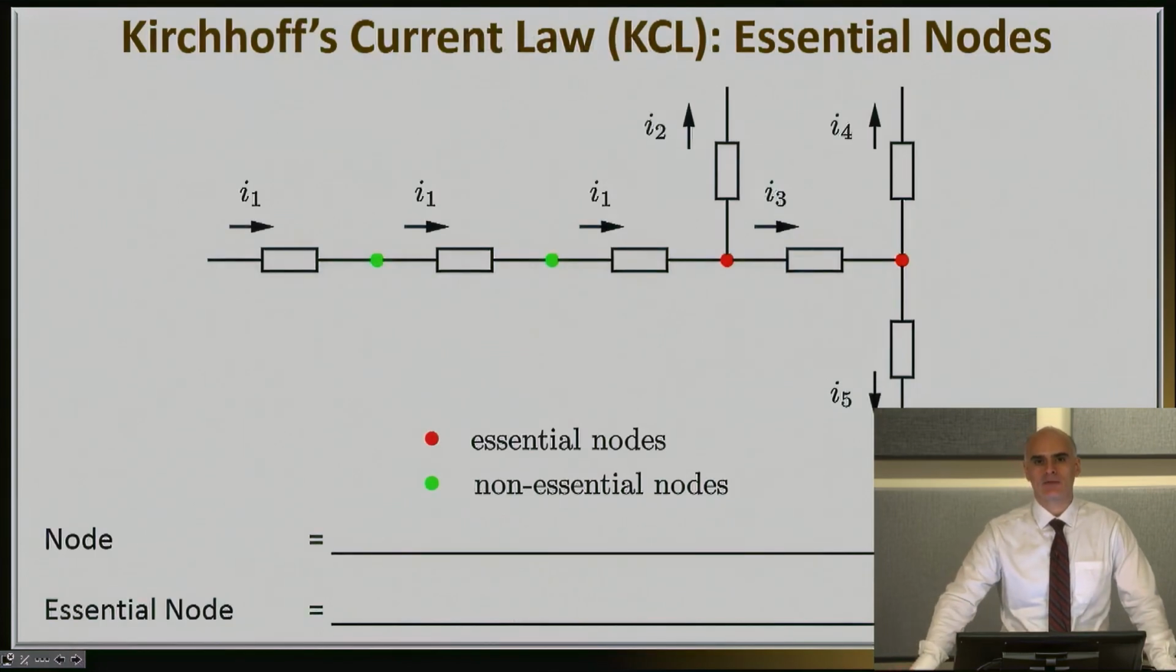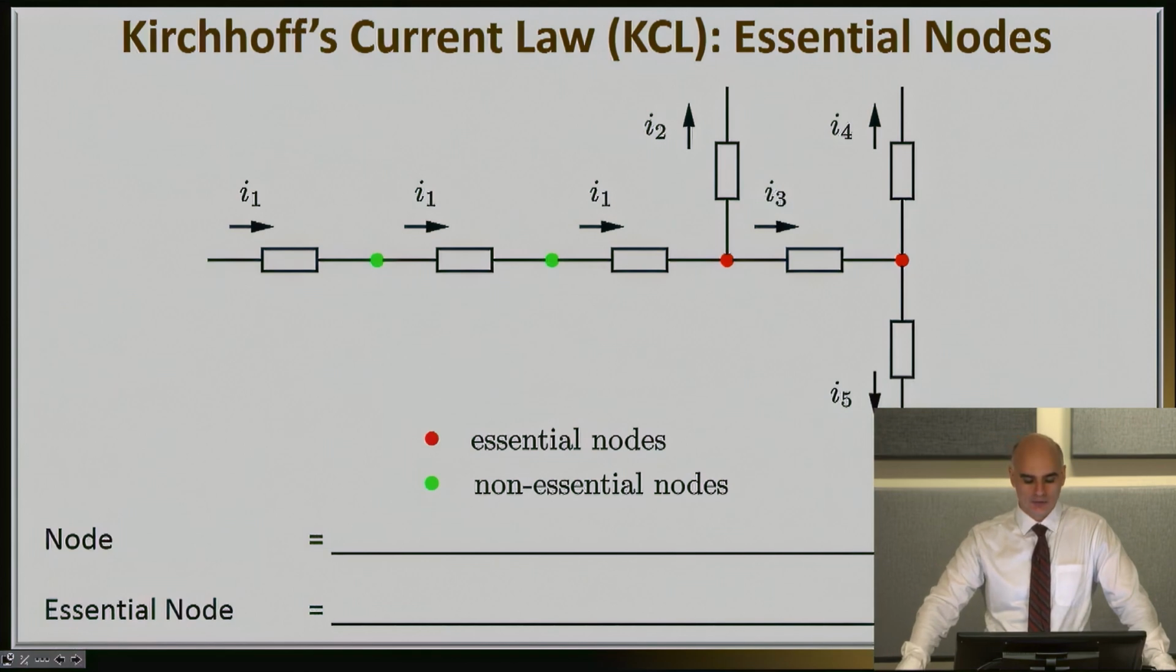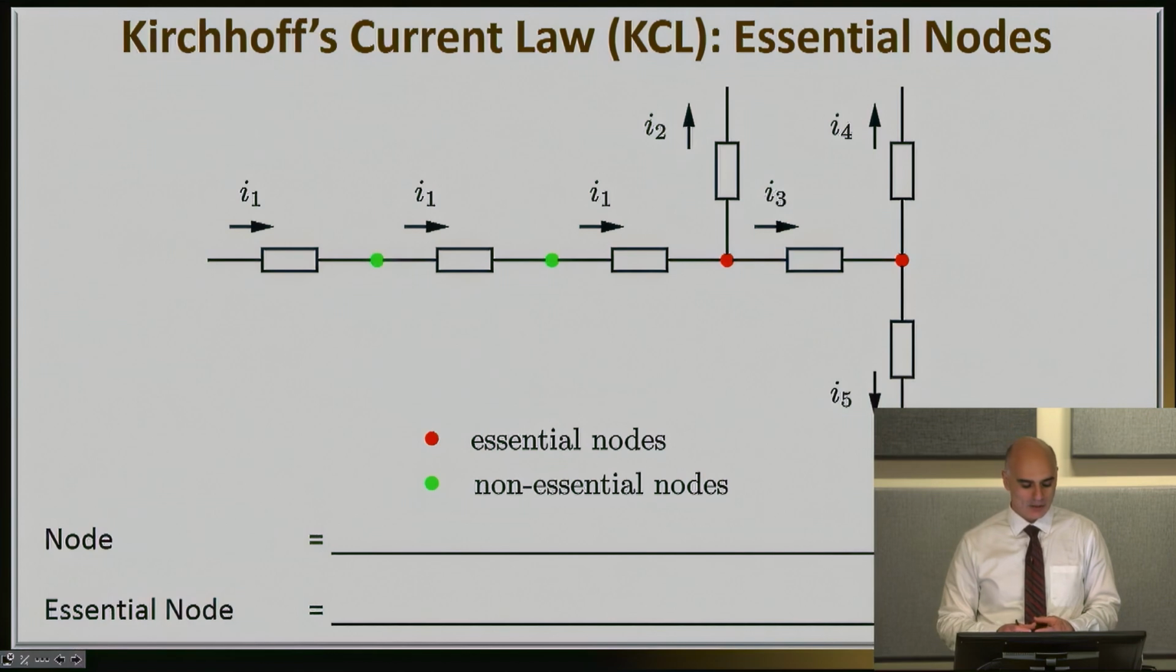Kirchhoff's current law becomes very useful to us when we have to understand how currents split in junctions. Let's look at, for example, the circuit that you see right here. This is a circuit that includes multiple devices, and when we have multiple devices, we somehow need to connect them, and we connect them through nodes. So every circuit will have different nodes.